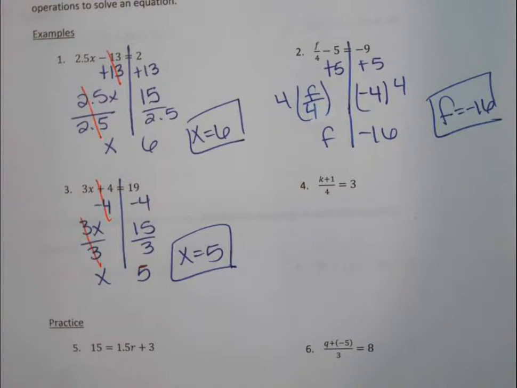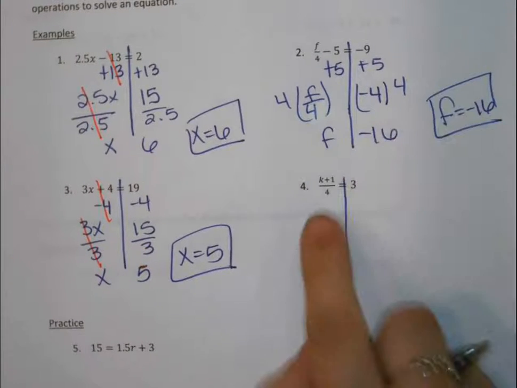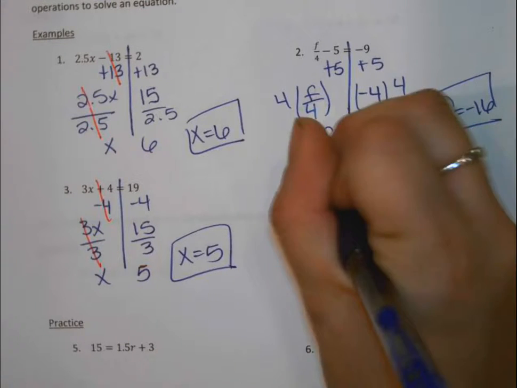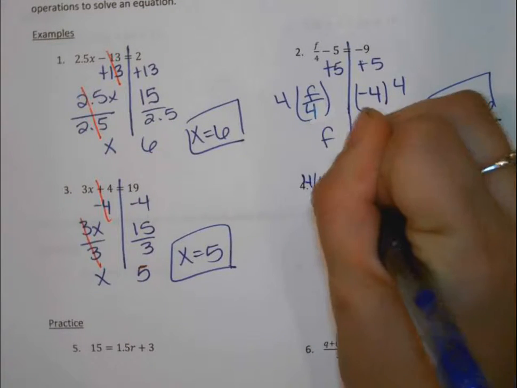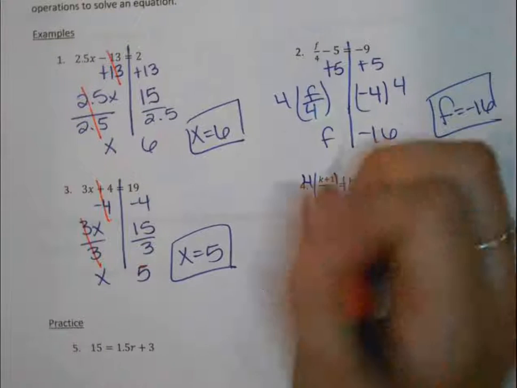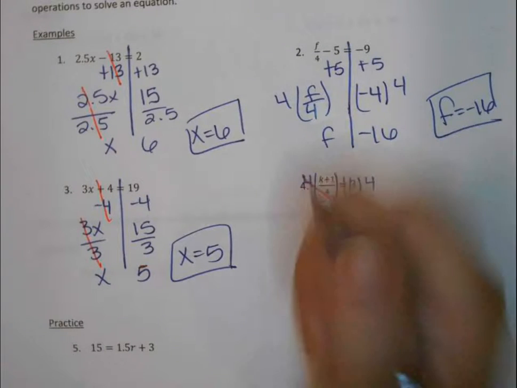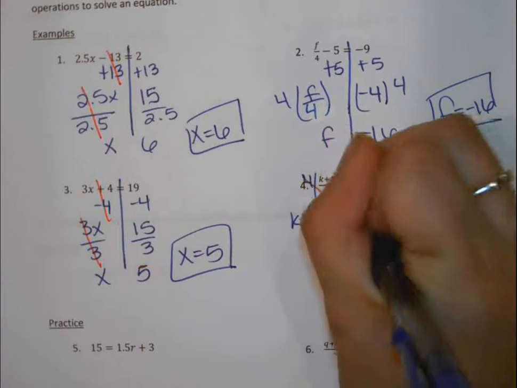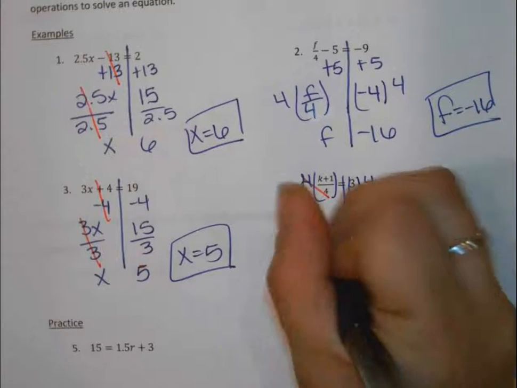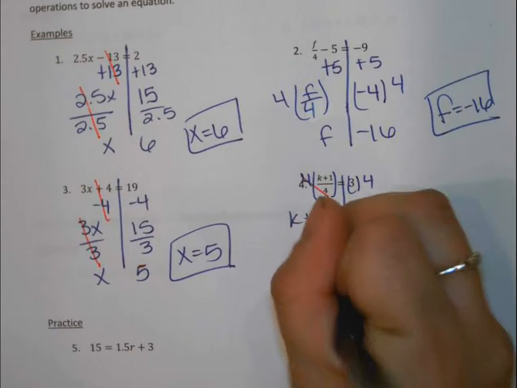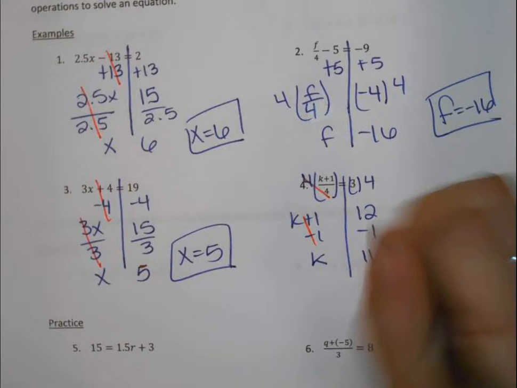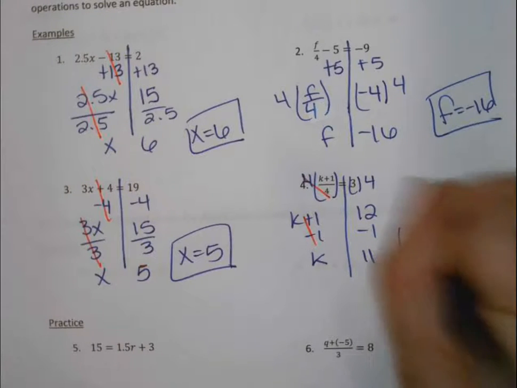Number 4 is a little bit trickier. Notice how everything's being divided by the 4. That means that's the first thing I have to get rid of. So I'm going to start off by multiplying both sides by 4. On the left side, the 4's cancel out, and I'm left with k plus 1. On the right side, I have 3 times 4. It gives me 12. Then I'm going to subtract 1 on both sides. I get k on the left, 11 on the right. So my answer for number 4 is k equals 11.